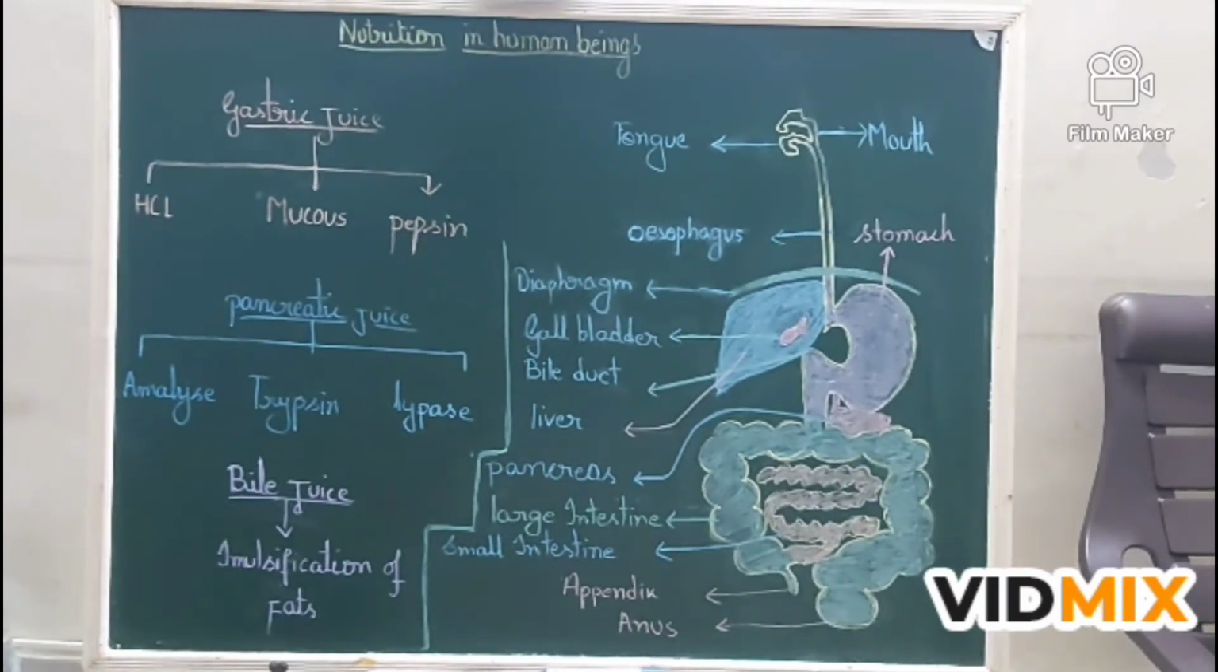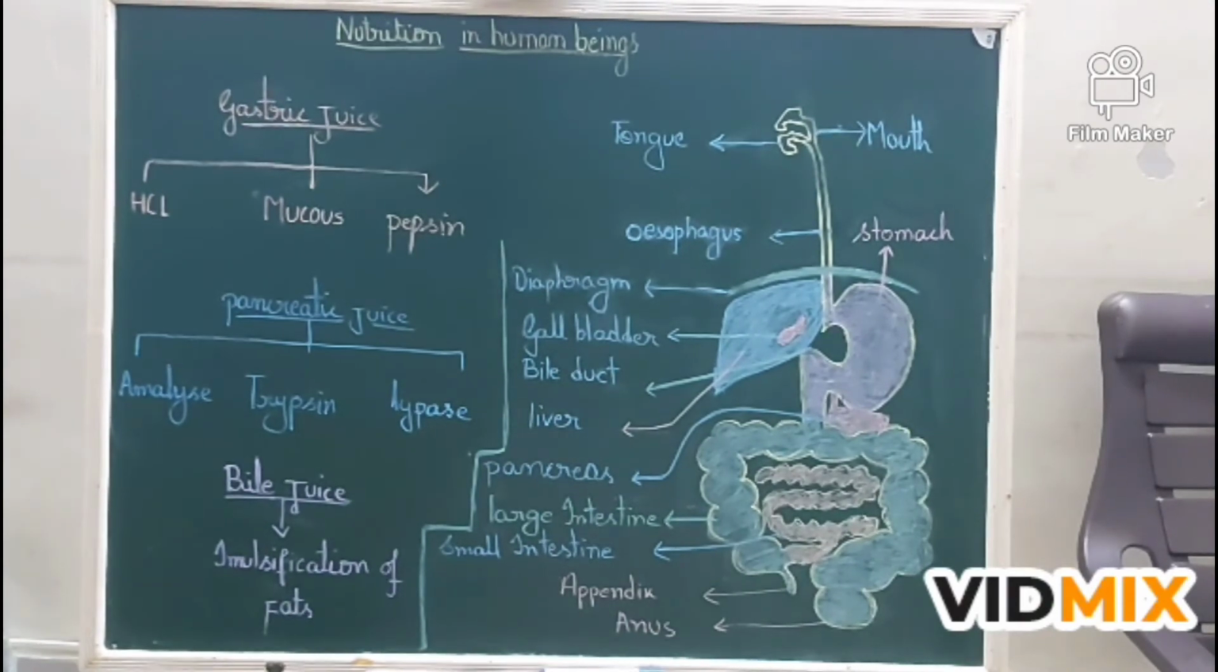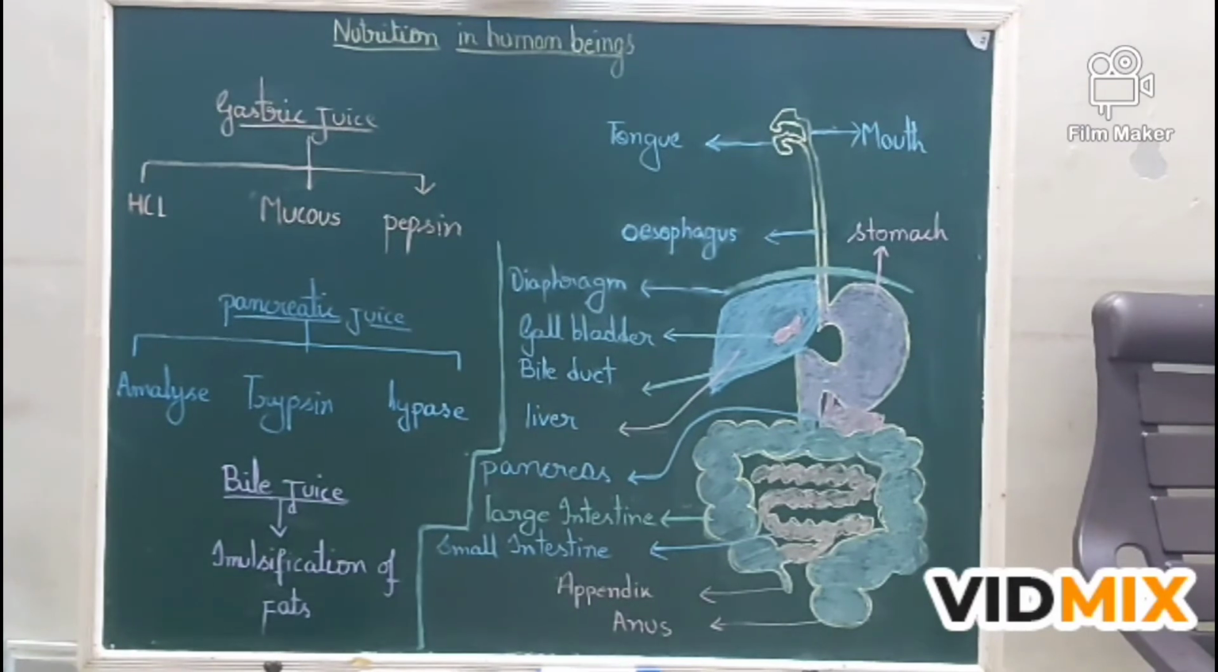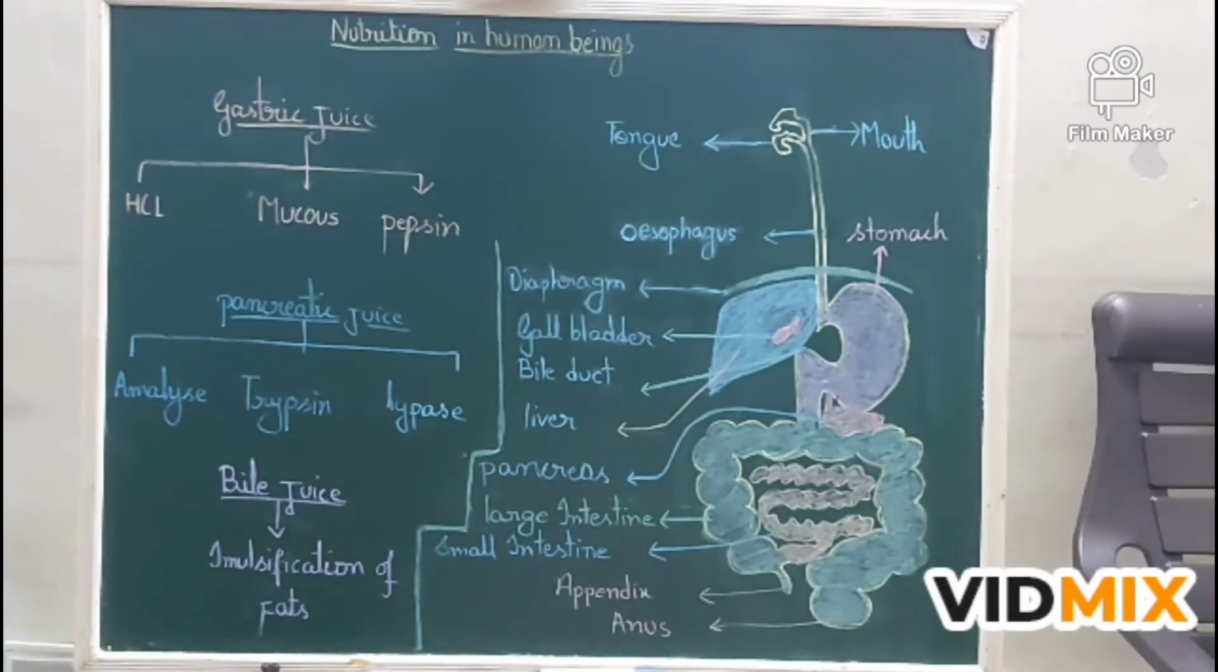The substances that pancreatic juice contains are amylase, trypsin and lipase. Amylase converts carbohydrates into glucose. Trypsin converts proteins and peptones into amino acids. Lipase converts fat molecules into fatty acids and glycerol.